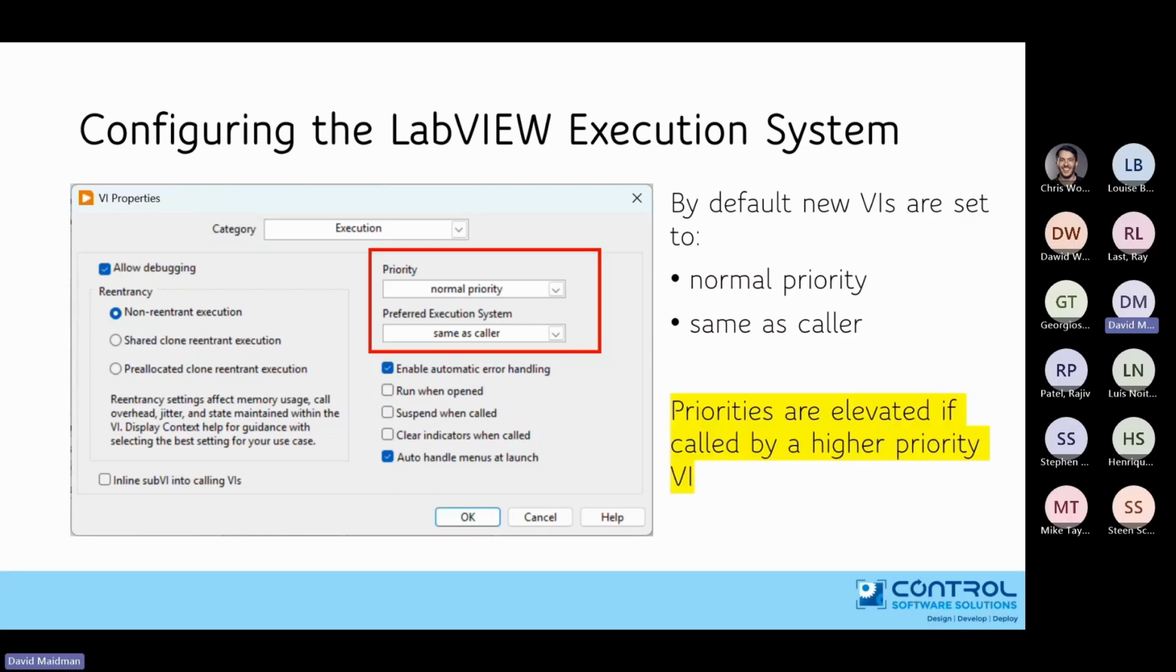One note on that: priorities are elevated if called by a higher priority. So if we specify a sub VI to have normal priority and it's called by something that has been set to above normal priority, it will run at that priority instead. They'll be elevated.